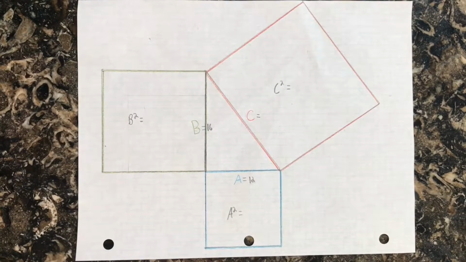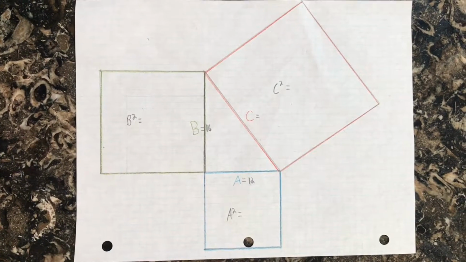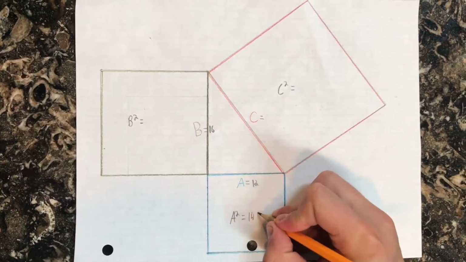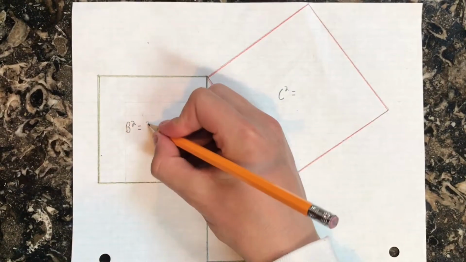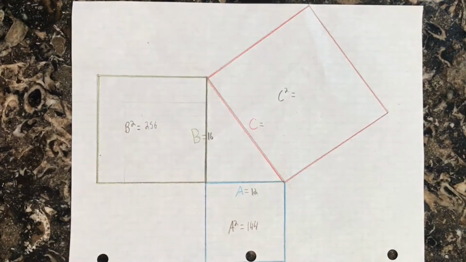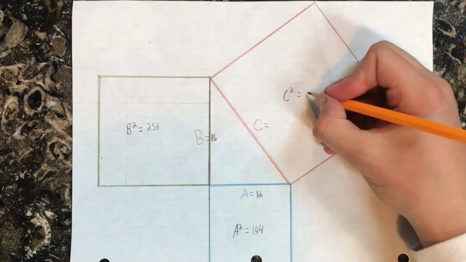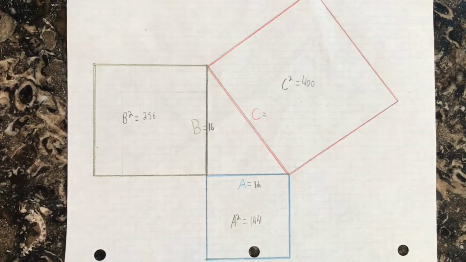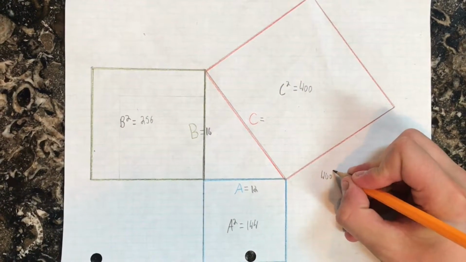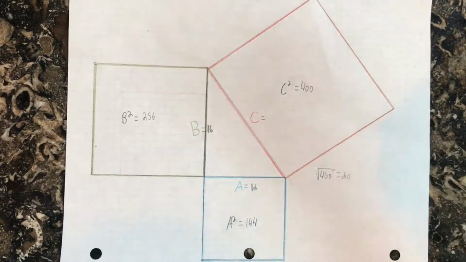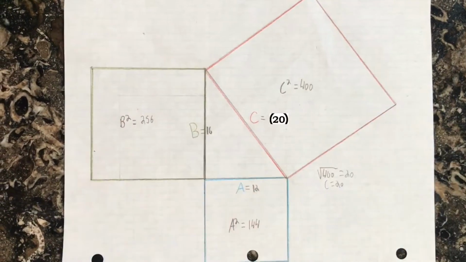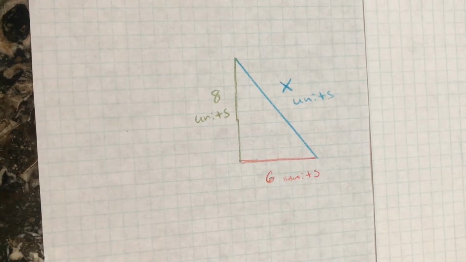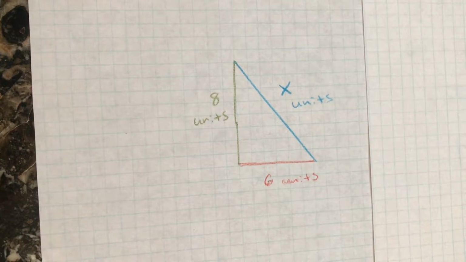Furthermore, since a squared plus b squared equals c squared, from there it's simple algebra to solve for c. So, if a squared is 144, and b squared is 256, 256 plus 144 is 400. That is c squared. From there, we just square root 400, and we get 20. c equals 20. Now that we have shown you how the Pythagorean theorem works and why it works, we're going to show you how to use it in an example.